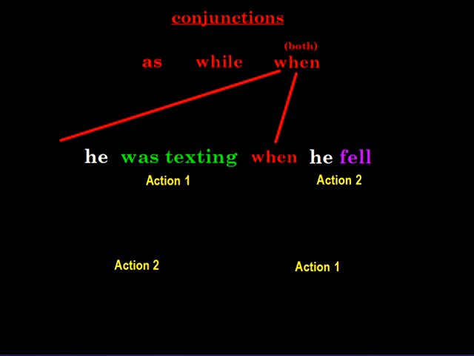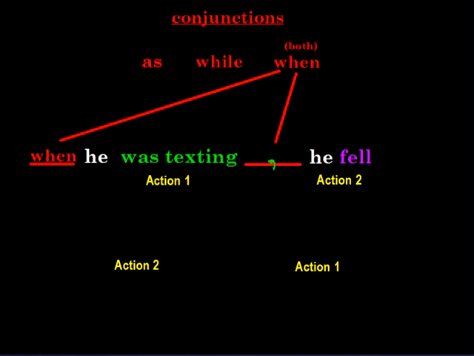Okay? Now, something to think about. If I put when with the past continuous, I need to use a comma. I need to use a comma to separate my past continuous and my simple past. So I'm going to put a comma there, okay? So, when I use the conjunction, when he was texting, comma, he fell.